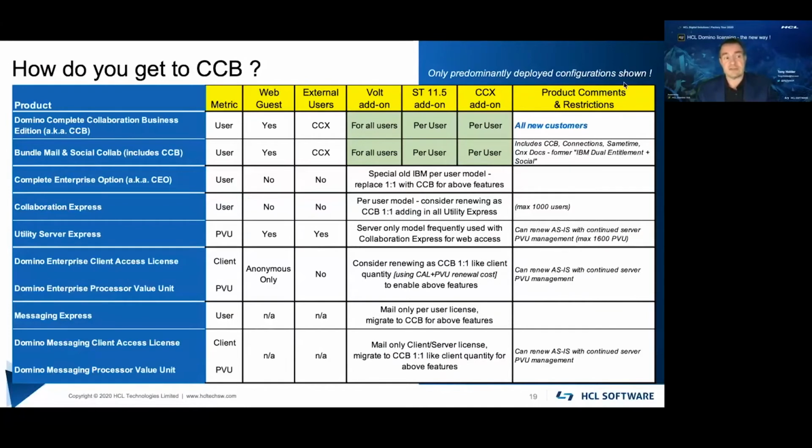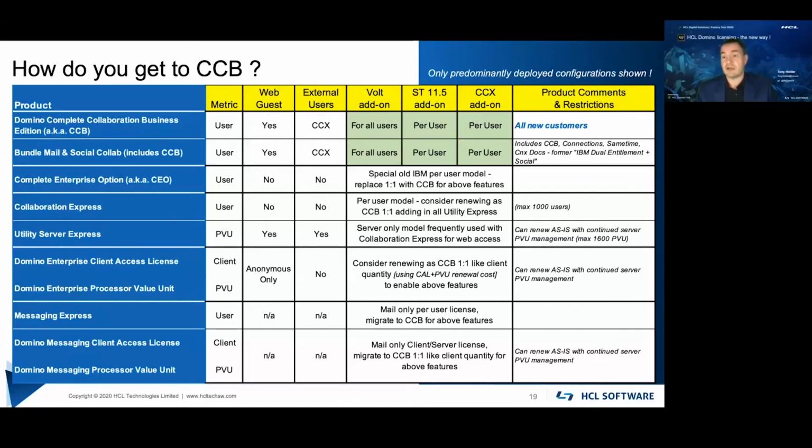Messaging Express is just messaging, so stay where you are if all you're doing is messaging. And Domino Messaging Client Access License and the PVUs will do the same thing with those, add them all together, divide them by the number of users, and move you on to CCB.